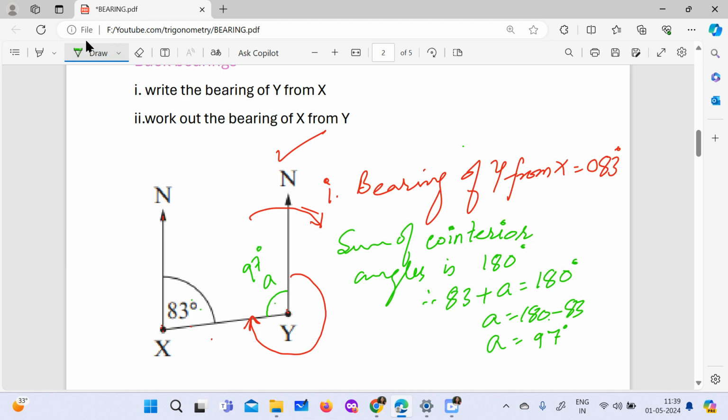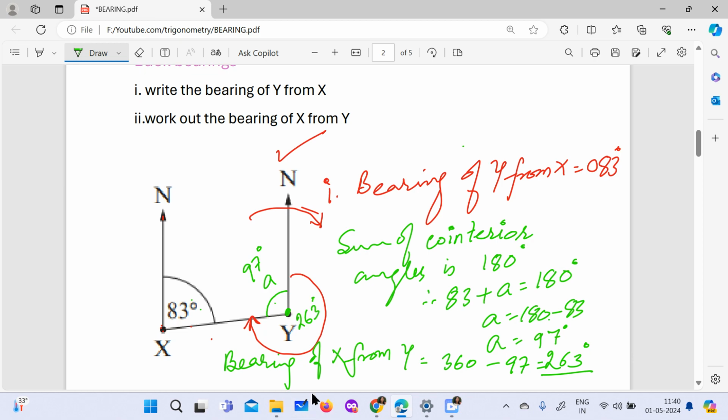Now you know that the angle around a point is 360 degrees. So your bearing of X from Y will be 360 minus 97. I hope this is clear to everyone. Bearing of X from Y equals 360 minus 97. So your answer is 263. I hope there is no doubt.